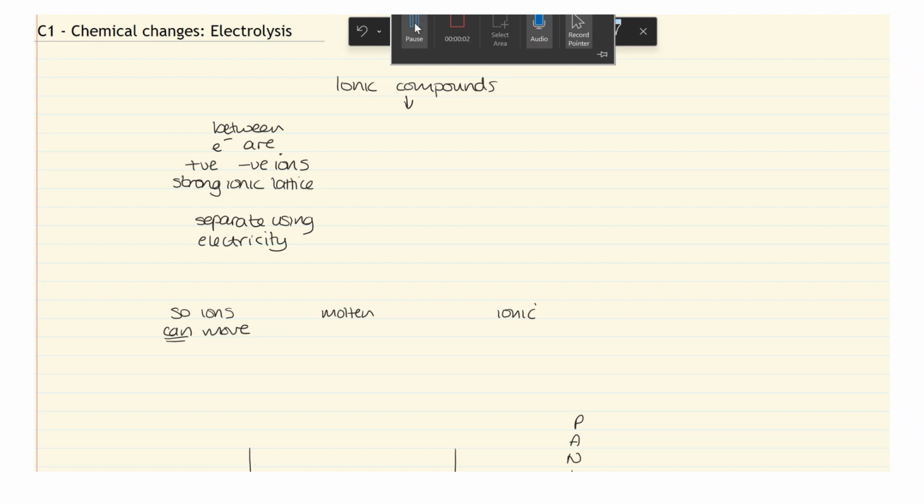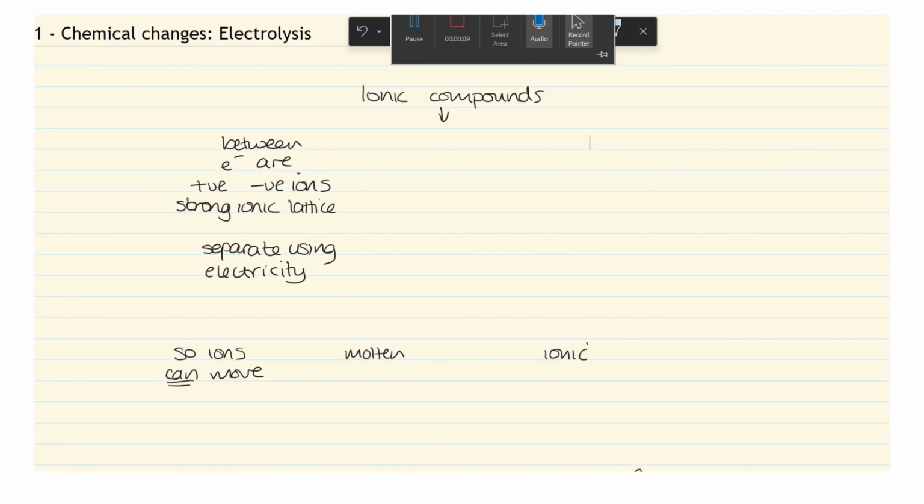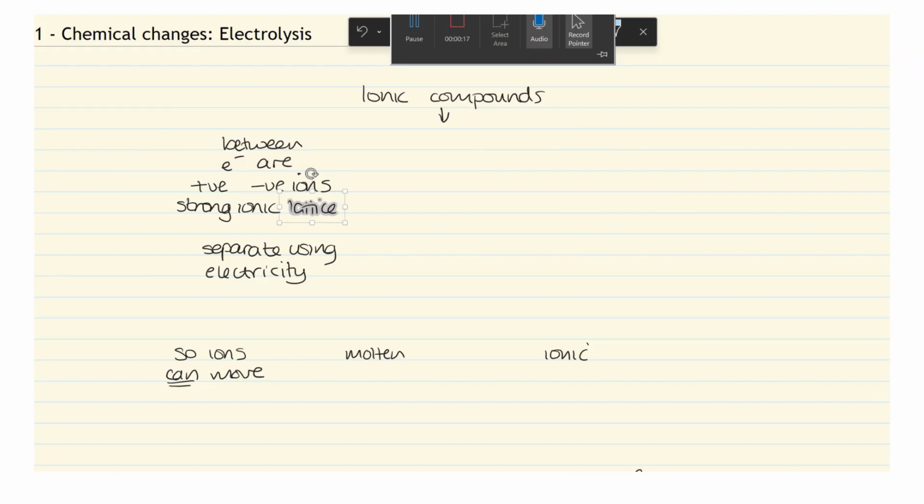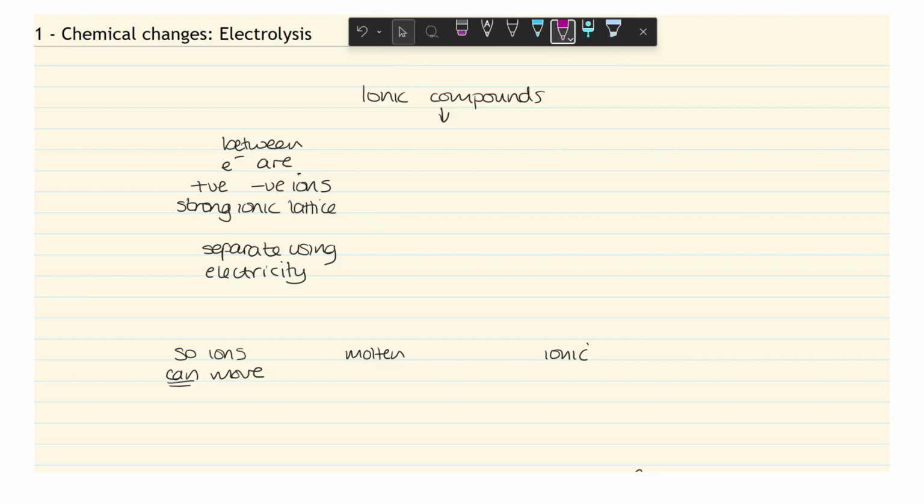Let's learn about electrolysis. Now, electrolysis is part of chemistry paper 1, chemical changes. If we look at the word electrolysis, what it actually means is to split up using electricity. So electrolysis means to use electricity for lysis, or to split things up. And we use electrolysis to split ionic compounds.